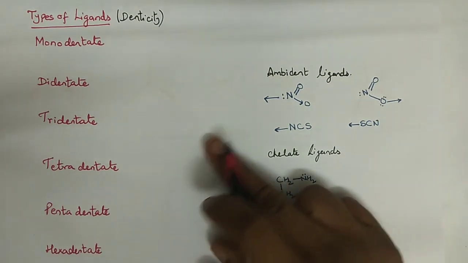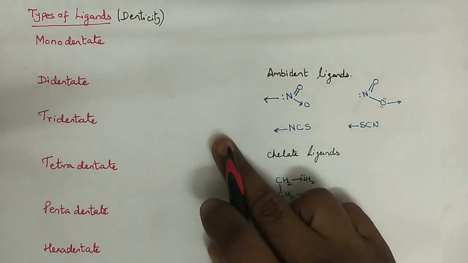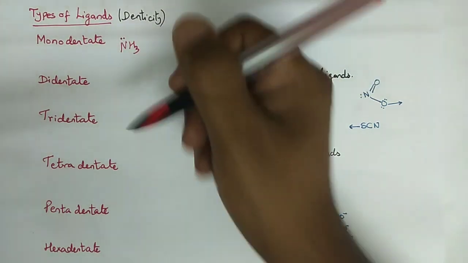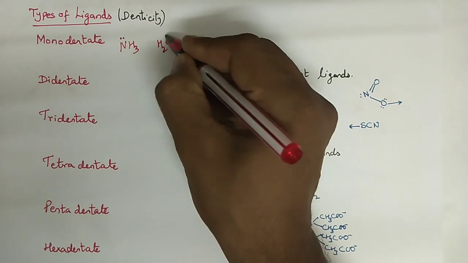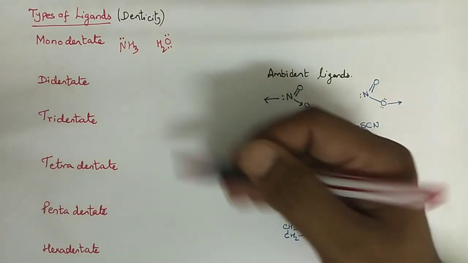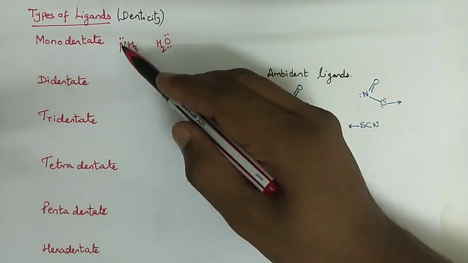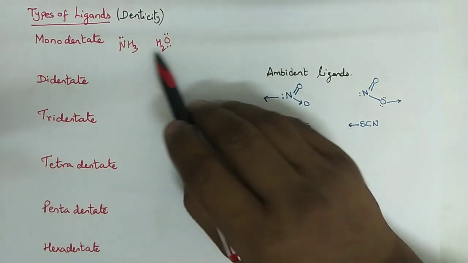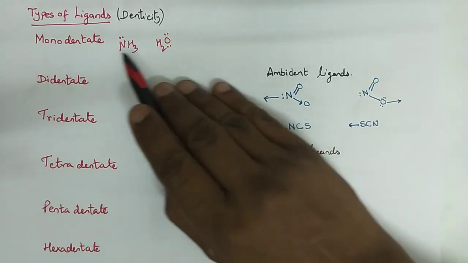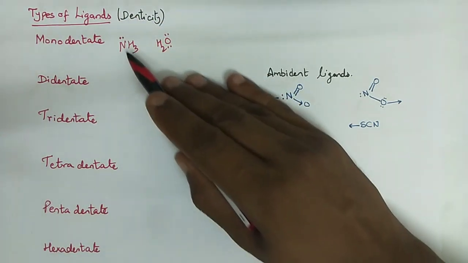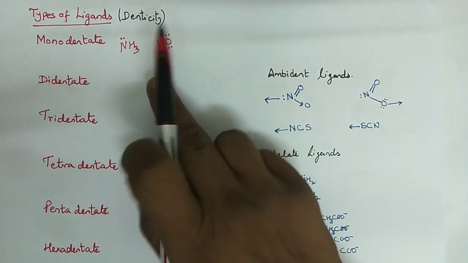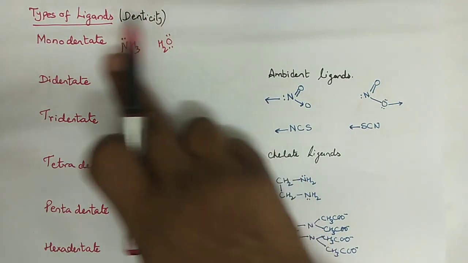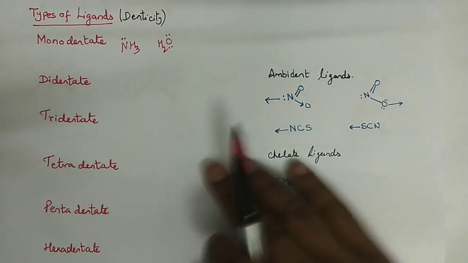Denticity stands for the donating capacity. For example, we have ammonia, and ammonia has one lone pair. Similarly, we have water, and water has two lone pairs on oxygen. Now, since ammonia can donate only one lone pair and water can also donate only one lone pair, these are called monodonors. We say the denticity of ammonia is single, and we call ammonia a monodentate ligand. Water is also a monodentate ligand.